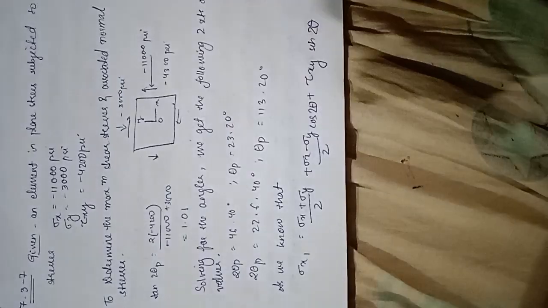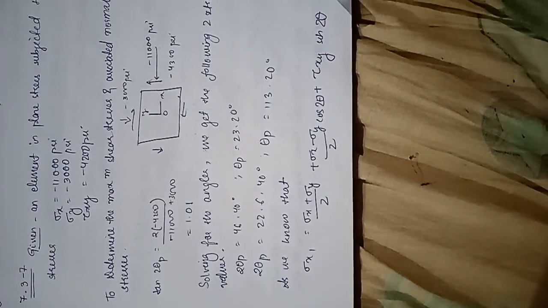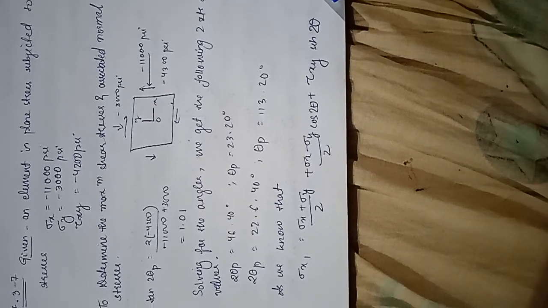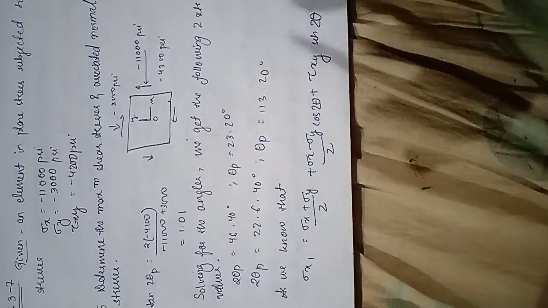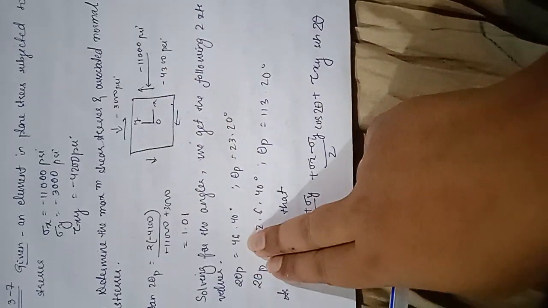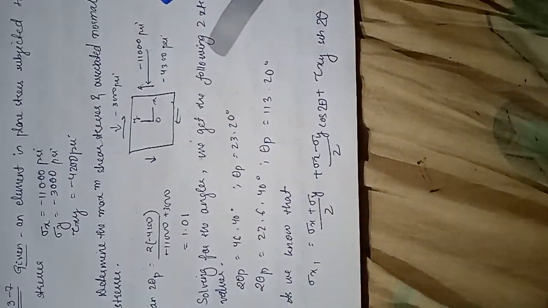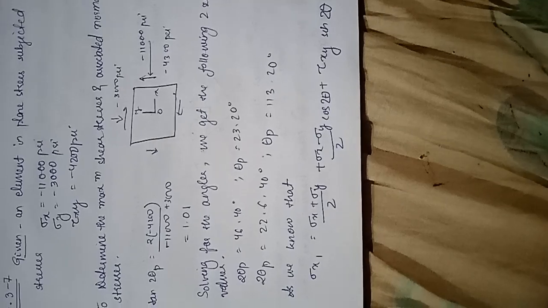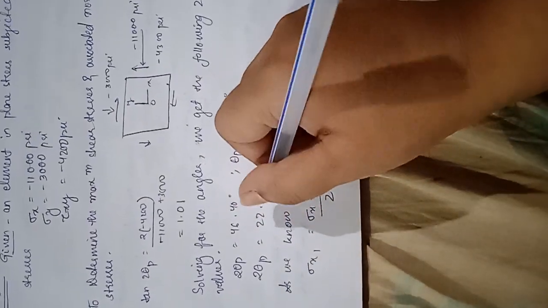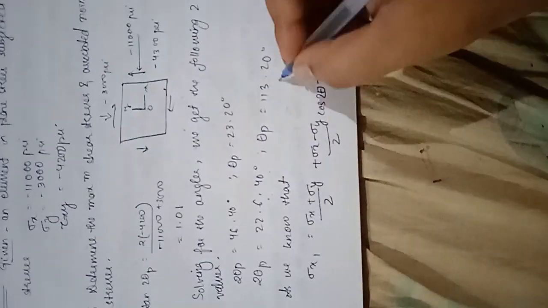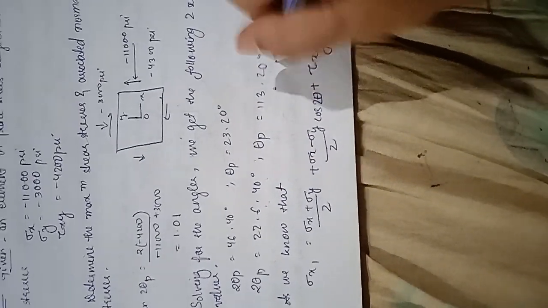So tan 2 theta p is equal to 2 times minus 4,200 divided by minus 11,000 plus 3,000, so 1.01. Solving for the angles, we get the following two sets. 2 theta p is equal to 46.40 degrees, giving theta p 23.20 degrees, or 2 theta p is equal to 226.40 degrees, implying 113.20 degrees.